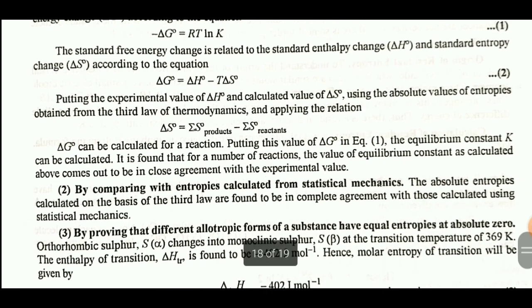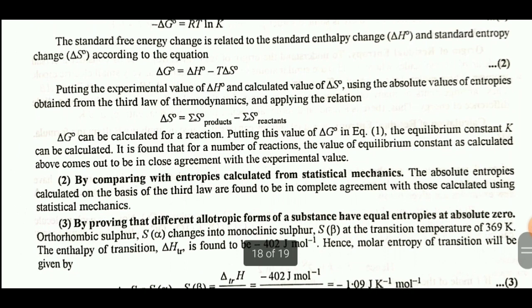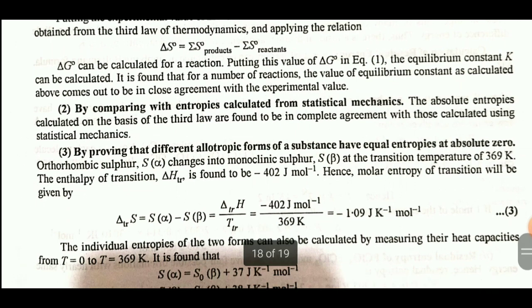Del G naught can be calculated for a reaction. Putting the value of del G naught in equation 1, the equilibrium constant K can be calculated. It is found that for a number of reactions, the value of equilibrium constant as calculated above comes out to be in close agreement with the experimental value.